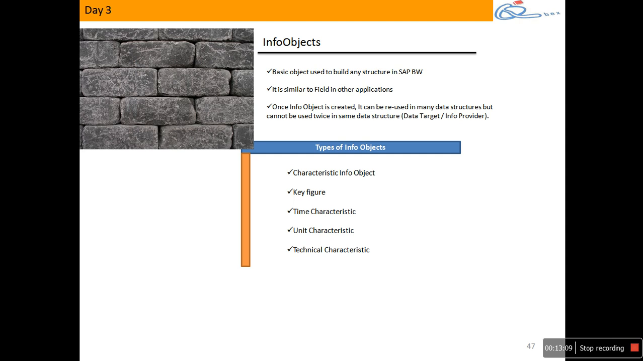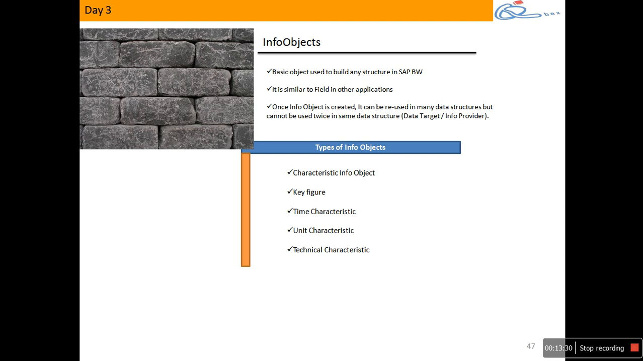And point to be noted here is, once I create my info object, it can be reused in n number of structures. Let's say I want to create 3 cubes, cube 1, cube 2, cube 3. In cube 1 I wanted a column customer. In cube 2 also I wanted a column customer. In cube 3 also I wanted a column customer.